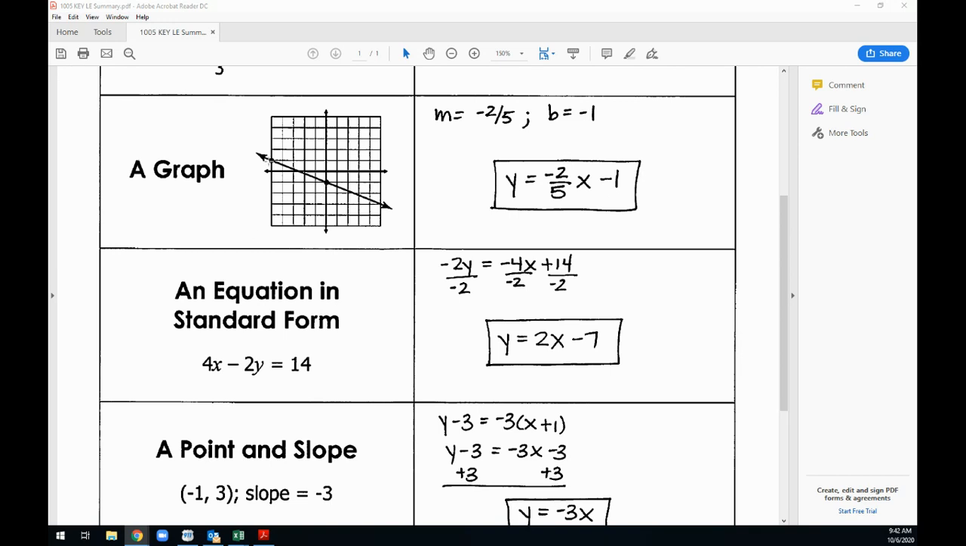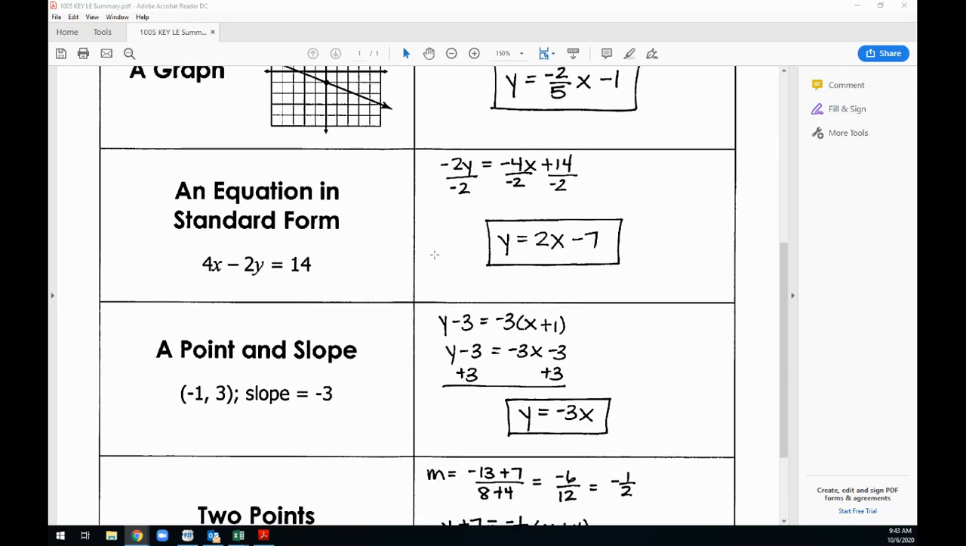slope. And so we find 2 points. Remember, we need 2 points to find a slope, and then we count down 2 to the right 5. And so change in y divided by change in x. So we get -2/5 is the slope. And so here we go, plug and play. Y equals -2/5 x minus 1.